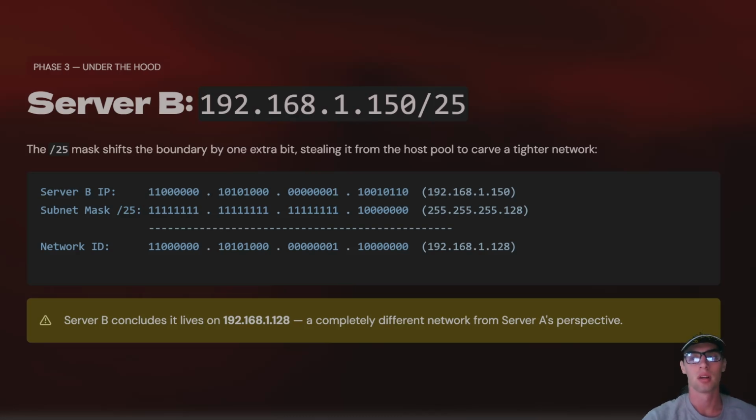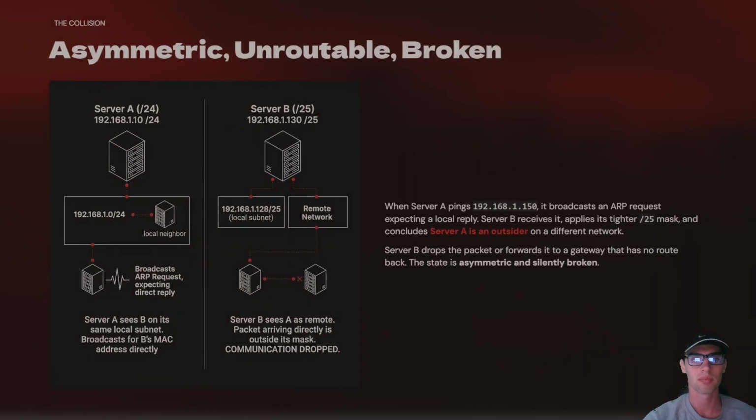192.168.1.150/25. Notice what happens in the very last octet. Because server B uses a /25 mask, the boundary line shifts right by 1 bit, stealing it from the host pool to lock down a more specific network space. When the bitwise AND calculation runs, that extra 1 in server B's IP aligns with the mask, and this results in the network calculation equaling 192.168.1.128, which is a completely different network from server A's perspective.